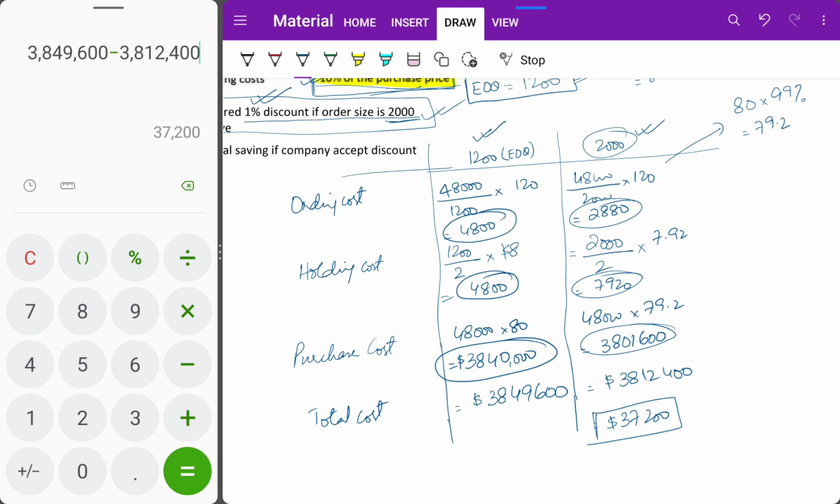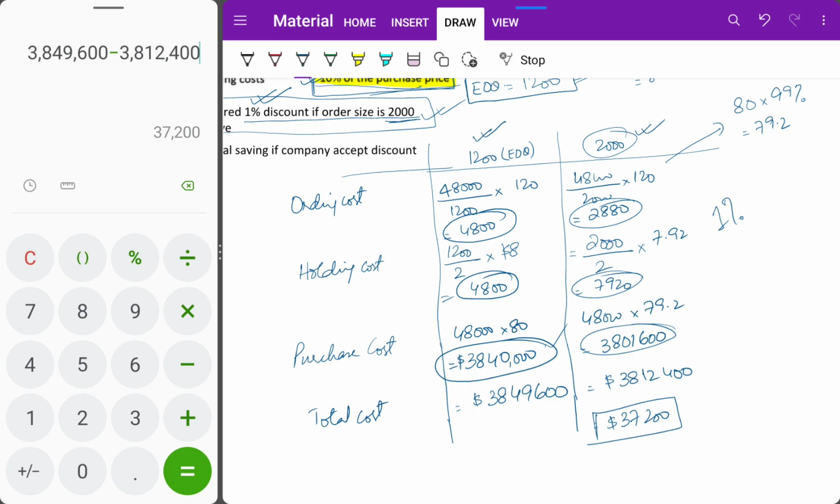And why does this happen, why does EOQ fail? Because if you are just using ordering cost and holding cost, its benefit is limited, like maybe in thousands, maybe 5,000, 10,000, depending on the difference between EOQ and the order size. But when you get a discount, you are getting 1% discount on the overall cost of 3.84 million, right? So if your purchase cost is 38 lakhs and you are getting 1% discount on 38 lakhs, obviously it's going to be quite a high figure, right?